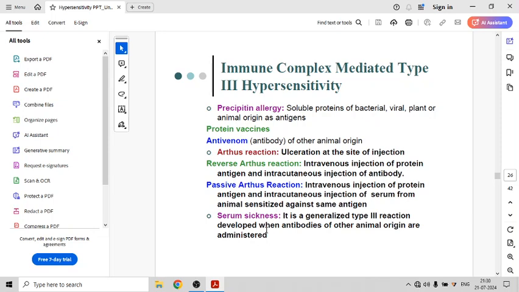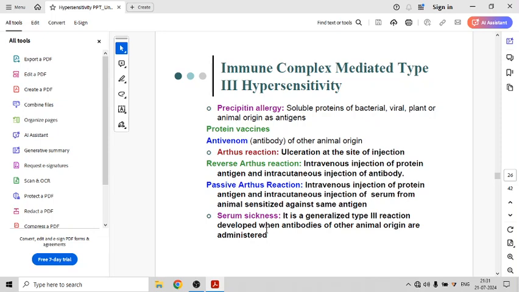Passive Arthus reaction is slightly different, where intravenous injection of protein antigen is done, and then intracutaneous injection of serum from an animal that was sensitized against the same antigen is given. Now, this animal would have produced antibodies against that antigen, and the serum contains the antibodies. On injection of the serum of that animal into another animal which was given the same antigen, at the site of injection there will be formation of an ulcer.